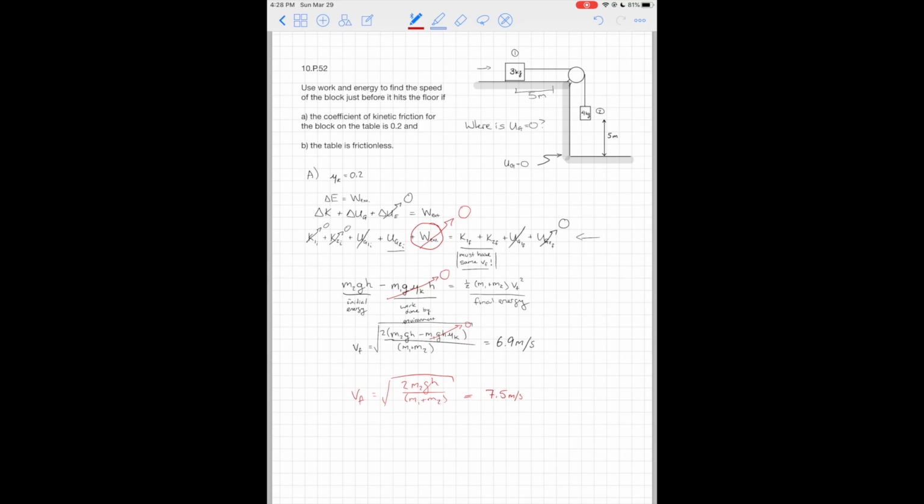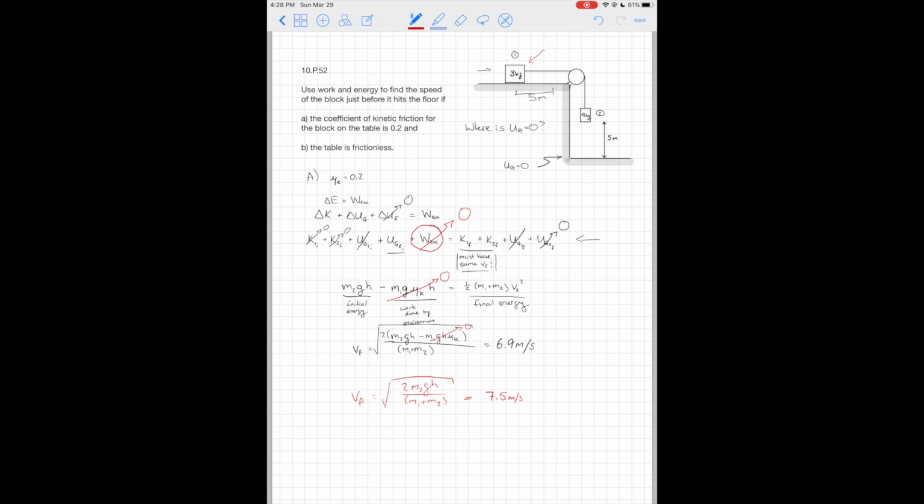Now let's consider this for just a second, and then we'll finish up. Does this make sense? Well, if the table is frictionless, that means that I have less resistance on block 1. It also means that there's more energy in my system to convert into kinetic energy. This work done by friction is taking energy out of my system so that I cannot convert all of it from potential energy into kinetic energy. So this is now a more efficient system, and it makes sense that I'm moving faster.